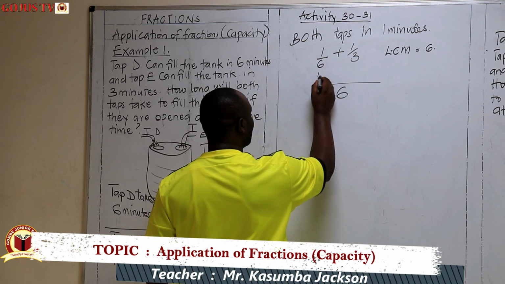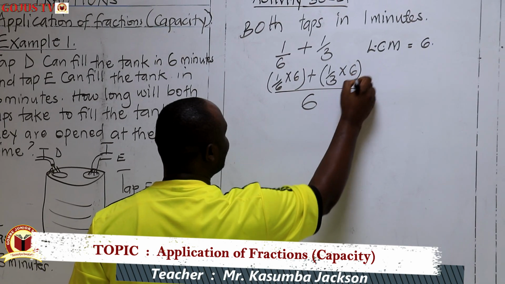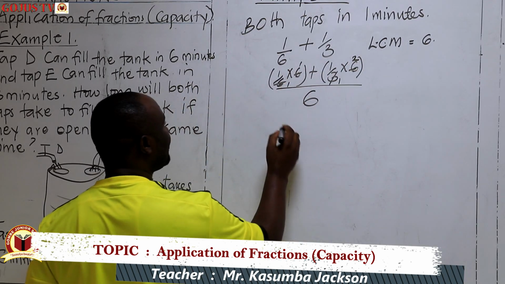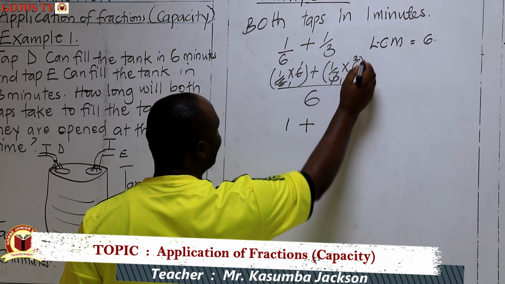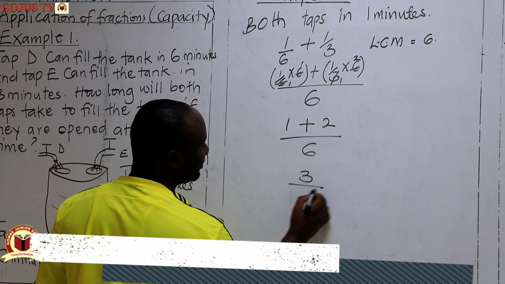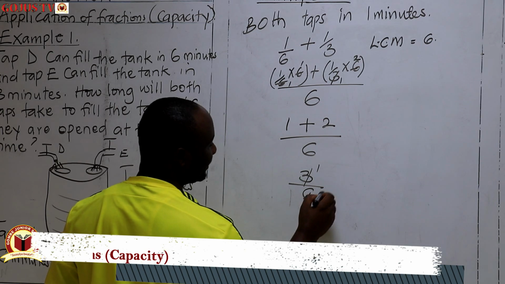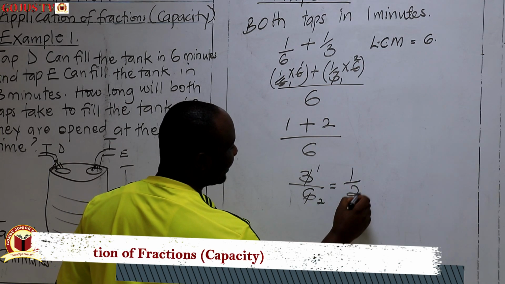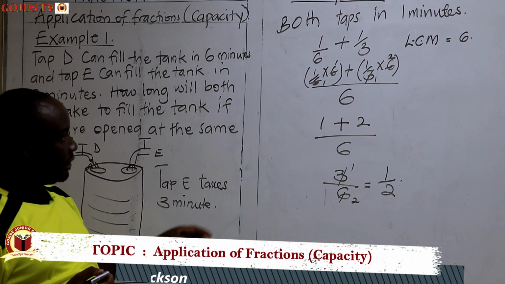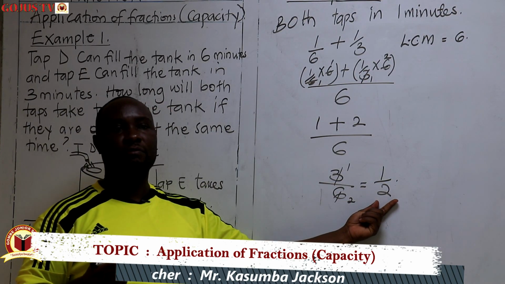Then we can add: 1 out of 6 times the LCM added to a third times the LCM. We reduce: 6 by 6 once, 6 by 3 twice. 1 times 1 is 1, plus 1 times 2 is 2, out of 6. This will give us 3 out of 6. When we simplify this fraction by dividing by 3, we shall have 1 out of 2. We shall have this tank half full when both taps are opened for 1 minute. So in 1 minute, when the two taps are opened, our tanker will be halfway full.